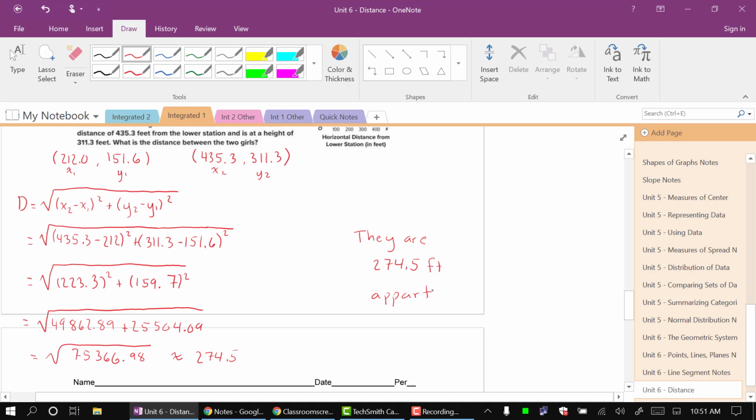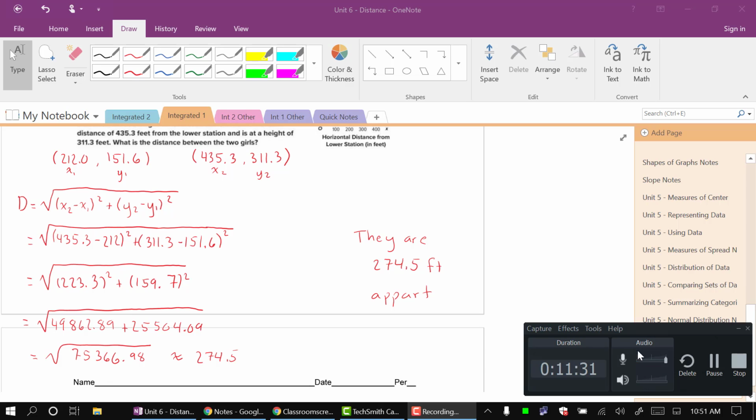And so the two ideas that we were working with were distance. We were using the absolute value to find the distance, and then we went into two dimensions and used the square root to find the distance in two dimensions. Go ahead and write a summary for today.